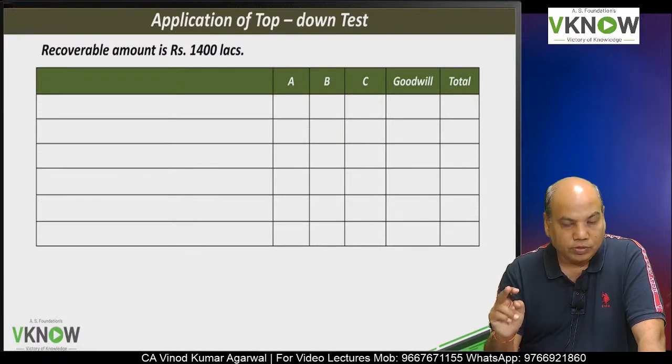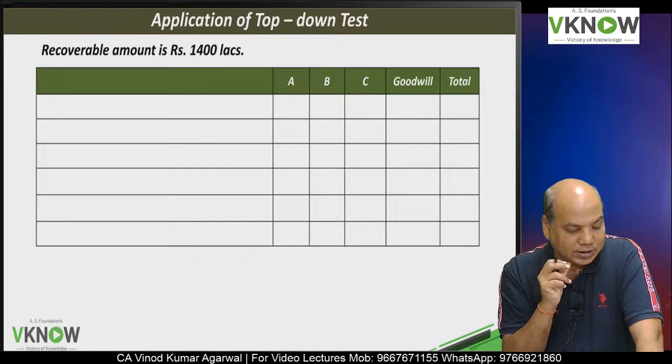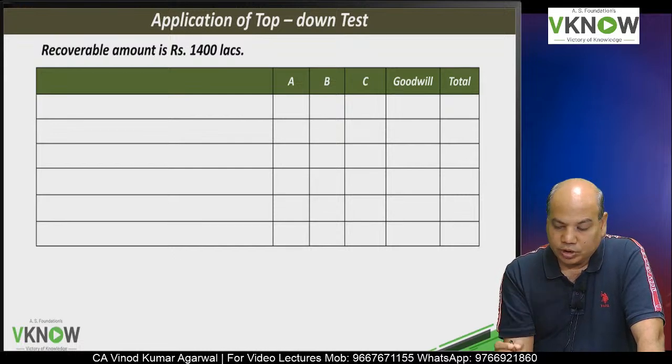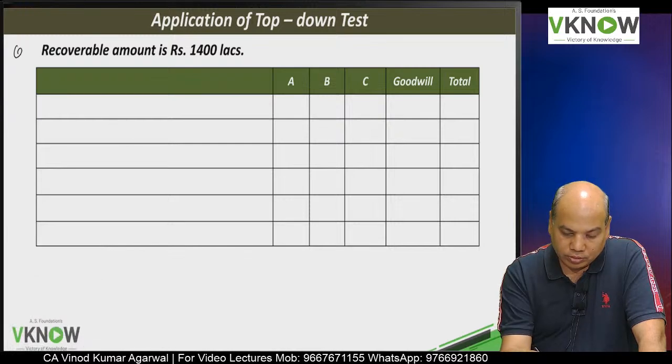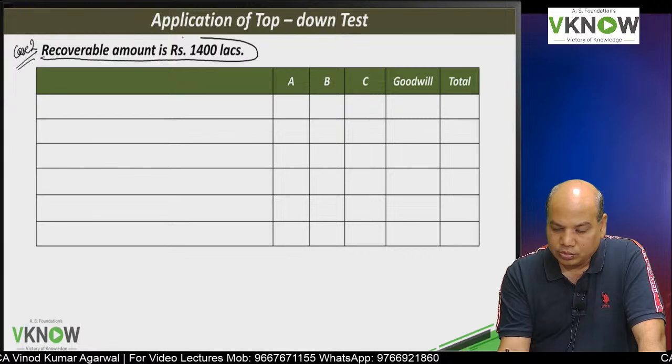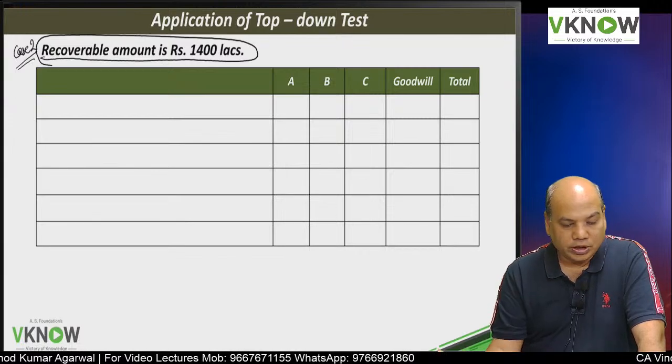Now I am going to give you one more question. On the next page, you have to write one case 2. Case 2. Suppose recoverable amount is 1400 lakh. Write down.